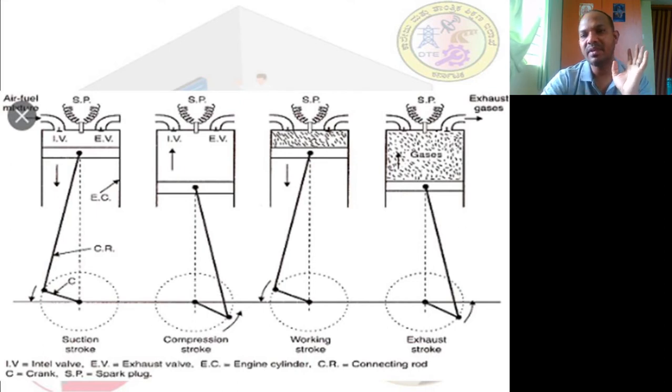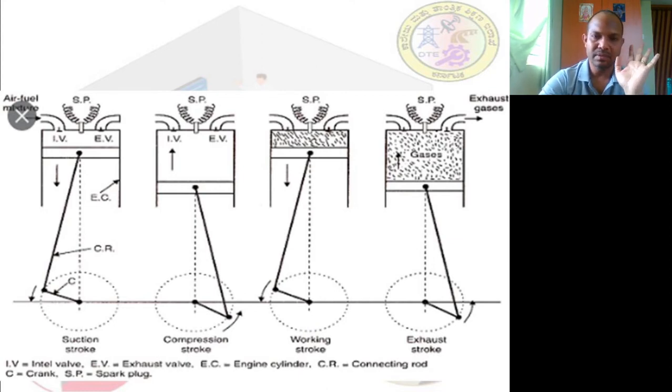Basically, a four-stroke engine takes place in four different strokes. One is the suction stroke, first figure. Second, compression stroke, second figure. Third, working stroke, third figure. And exhaust stroke, that is the fourth figure. Now, for each figure or each stroke, I will give you 4 points. If you can remember them, that is more than sufficient.